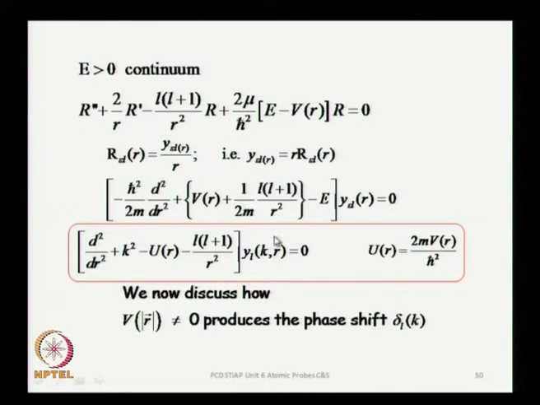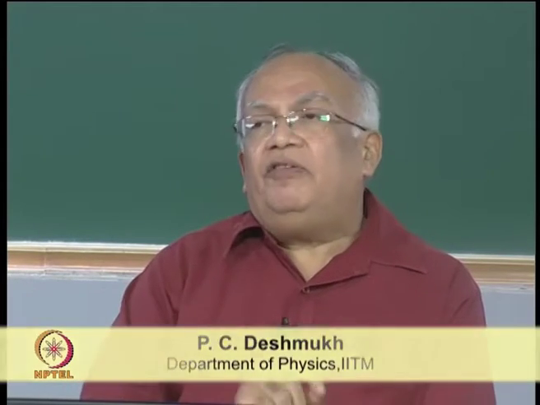And we will now discuss how the potential V(r) produces that phase shift. That is the result that we made use of in our previous class, that the scattering potential generates a phase shift. Today initially we will first demonstrate how the scattering phase shift is produced by the potential.